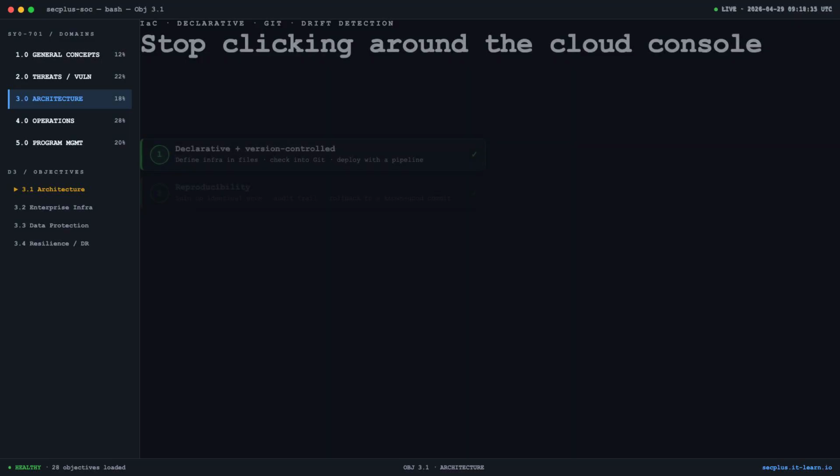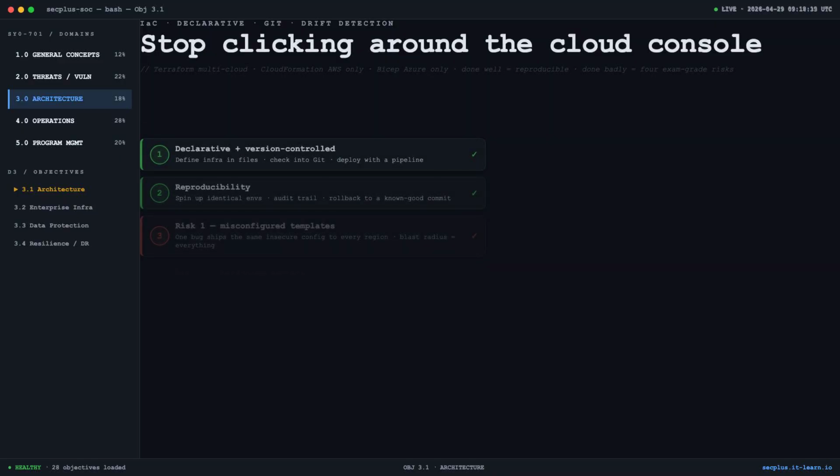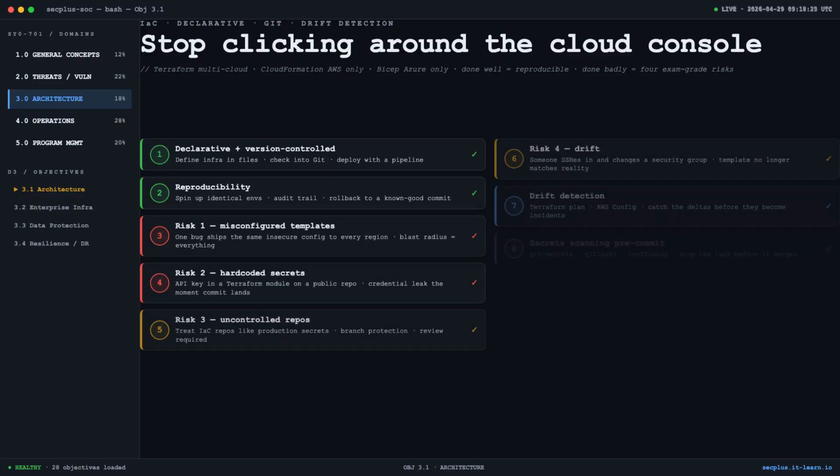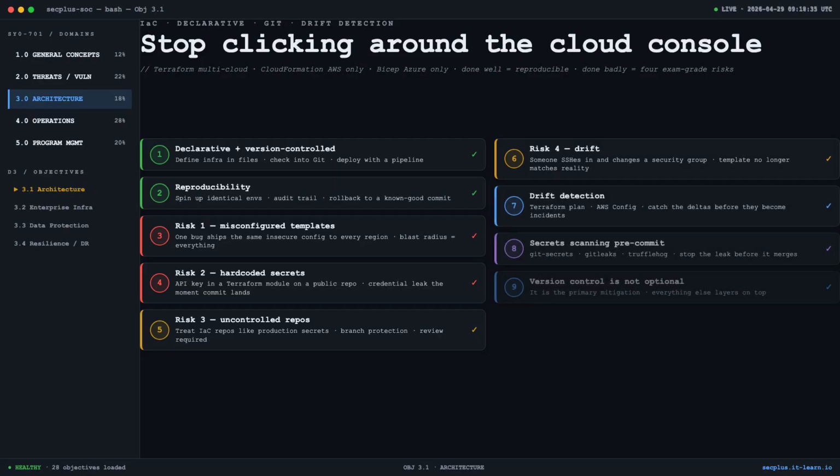Done badly, you get 4 risks that the exam will hand you in scenario form. 1. Misconfigured templates that deploy the same insecure config across every region simultaneously. 1 bug, blast radius equals everything. 2. Secrets hard-coded in the file. An API key in a Terraform module checked into a public repo is a credential leak the moment the commit lands. 3. Uncontrolled repos. Treat IAC repos like production secrets.